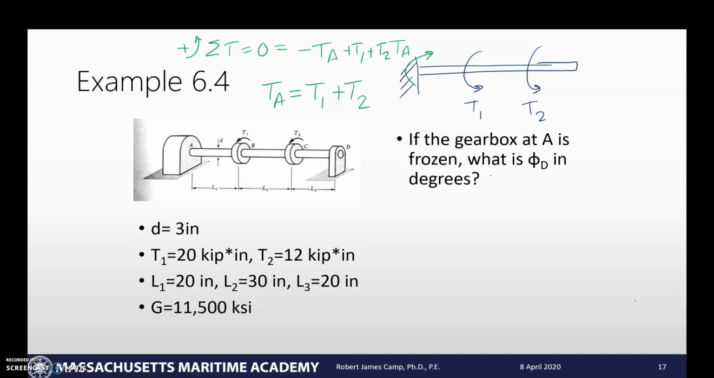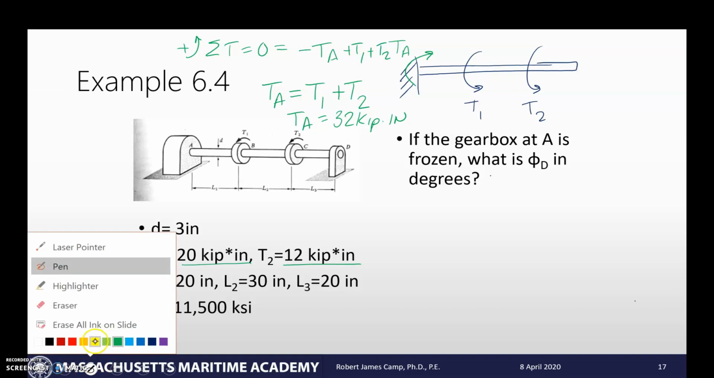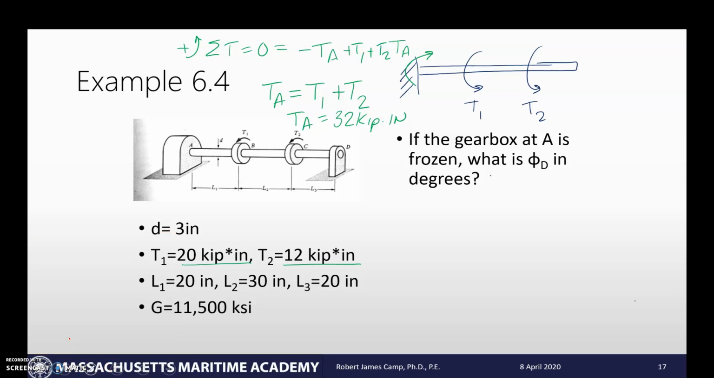And we do have values for those, so we can say, okay, the torque at A is going to be 20 kip inches plus 12 kip inches, so the torque at A is 32 kip inches. Okay, now at this point, our free body diagram is done. Now we have to figure out what the internal torques are, because that's the important thing. Internal torques will change every time the external torque is changed.